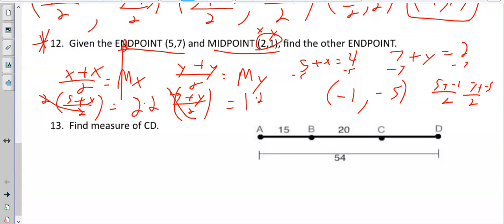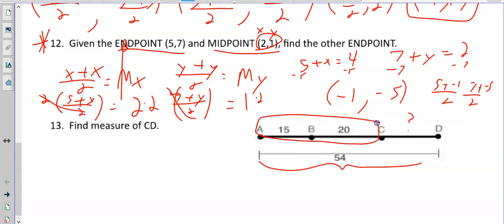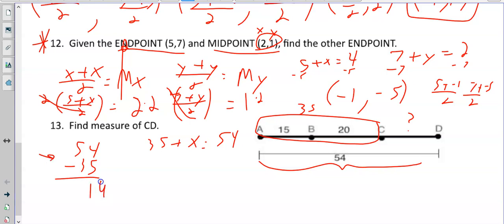Moving on. Find the measure of CD. Well, for this one, we have the total of AD. We're trying to find this. Now we know AC combined is 35. 20 plus 15. So 35 plus something is 54. The simple way to do this is just 54 minus 35. The algebra would be 35 plus something is 54. Well, what's my first step? Subtract 35. Right there. That gives me 19. So CD is 19. Okay? Moving on.